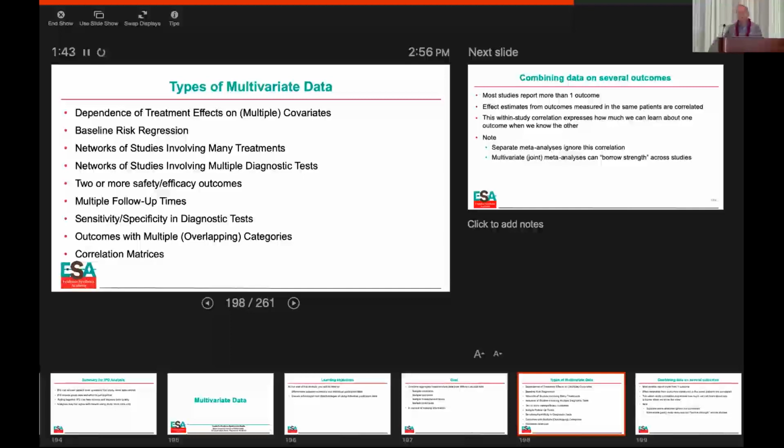Sometimes you have data with multiple outcomes. You might have an efficacy outcome and a harms outcome, or you might have a safety outcome and a benefit outcome. And so that could be analyzed by multivariate analysis. We also could have longitudinal data where you have data at different time points. If you're dealing with diagnostic tests, you might have sensitivities and specificities, which can be analyzed together. You might have other problems where you have outcomes with multiple overlapping categories, like does somebody have disease A, B, or C? And then other cases, you might have correlation matrices that you want to analyze in a multivariate fashion.